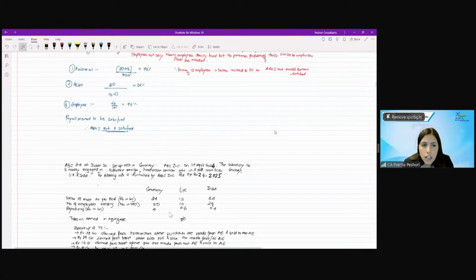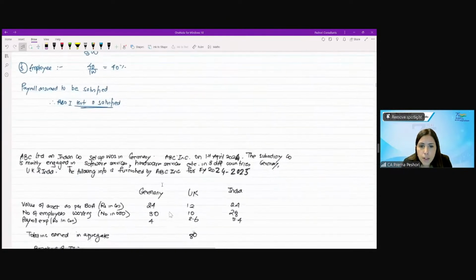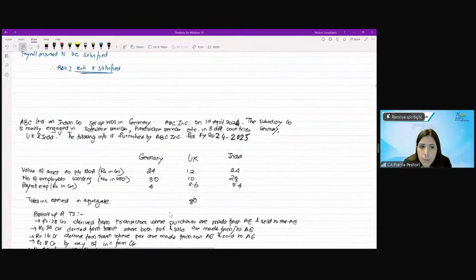So ABC Limited, an Indian company, set up in Germany, ABC Inc., on 1st April 2004. The subsidiary company is mainly engaged in software services, hardware services, etc. in 3 different countries: Germany, UK, and India. The following information is furnished by ABC India for financial year 24-25. They have given the information with respect to the 3 countries: value of assets as per books of accounts in crores, number of employees working in thousands, and the payroll expenditure in crores.